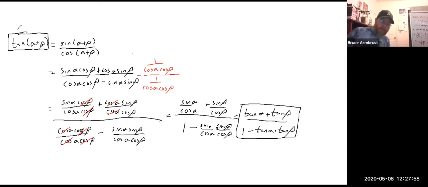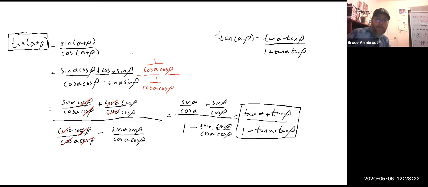So of course, tangent of alpha minus beta, I'll write that one up here. The tangent of alpha minus beta is going to be very similar. What it actually looks like, though, is tangent of alpha minus tangent of beta over 1 plus tangent of alpha tangent of beta. So again, you can go ahead and box that.